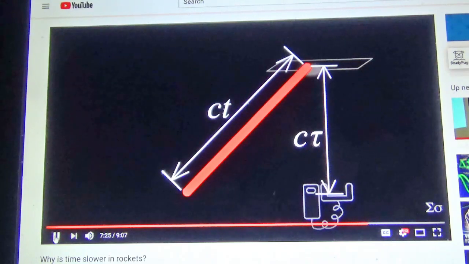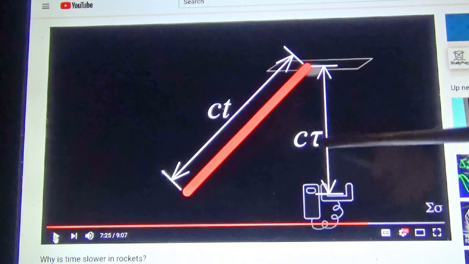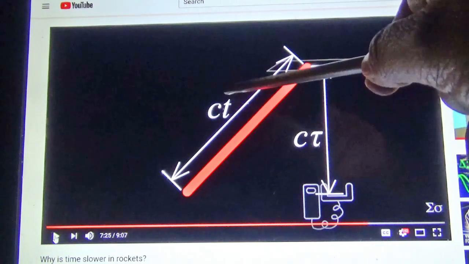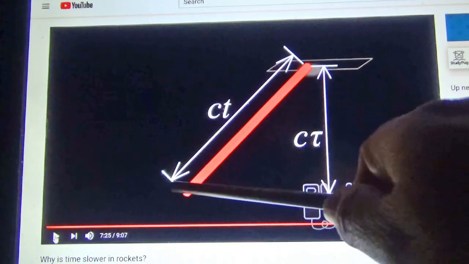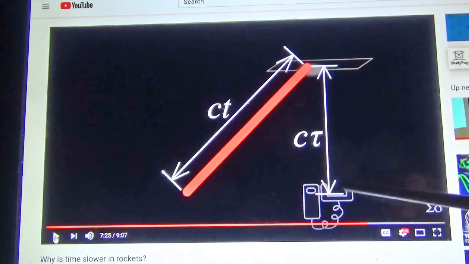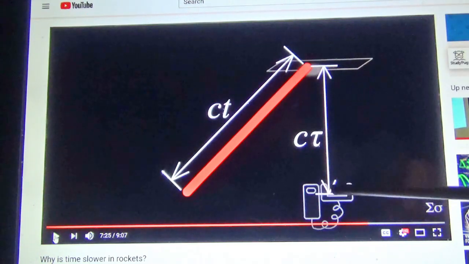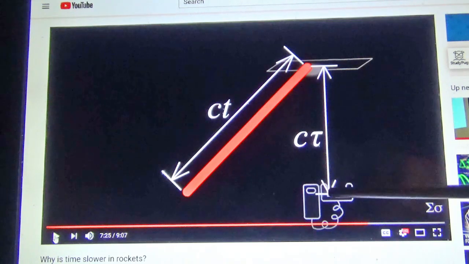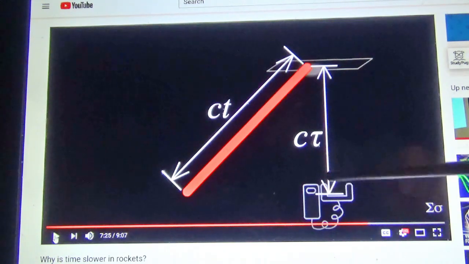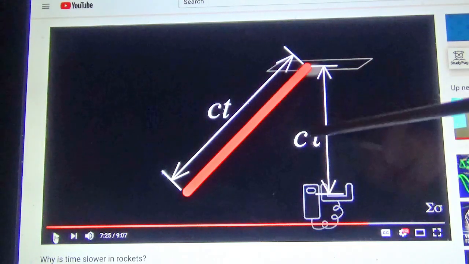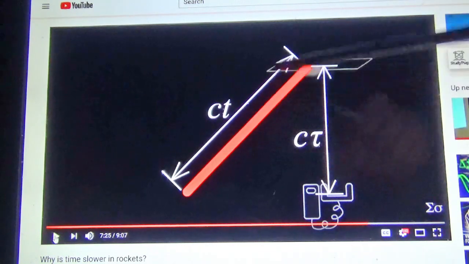And then remember, this thing is moving. So hold on then. The time interval here is what he calls tau. The time interval here is t. So the light goes from here to here in time interval t, and for the person who's stationary with respect to the rocket, i.e. because he's in the rocket, he's going to have this distance, and this time interval is going to be tau. So they're saying they're different time intervals.